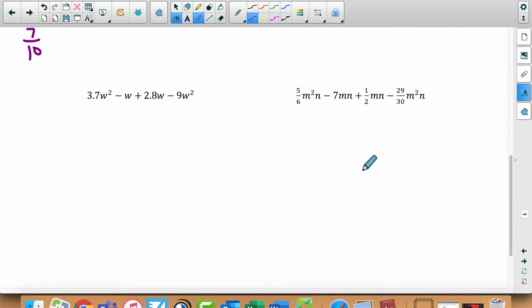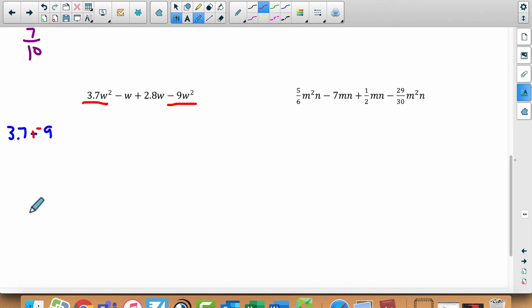Okay, last couple here. I guess I tried to make it harder with the decimals. It shouldn't be that much worse though. So let's do our w squareds first and our w's after. That way it'll be descending order. So we're going to do this w squared and this w squared. Make sure you subtract the sign in front. Alright, so what I need to do basically is 3.7 minus 9. I like to add the opposite. So plus, and 9 becomes negative 9.